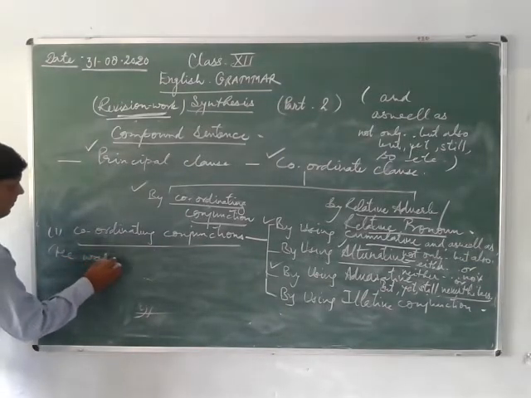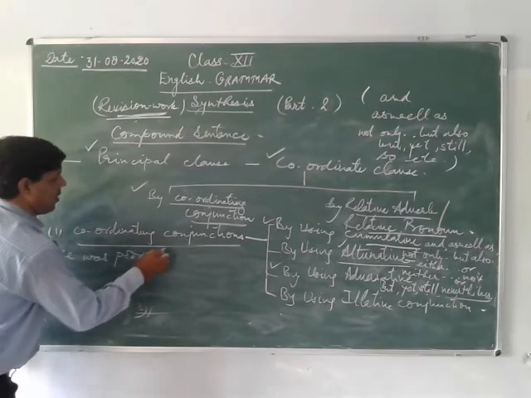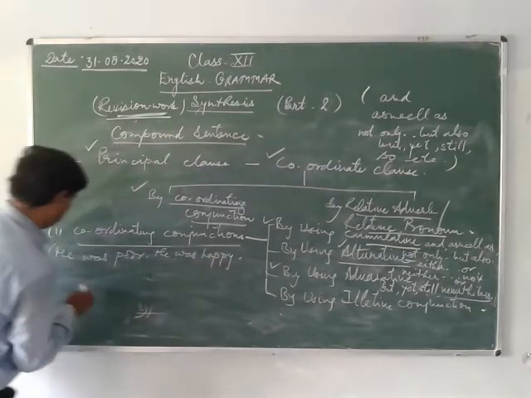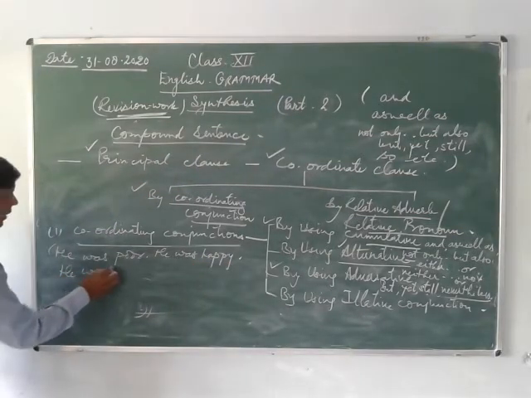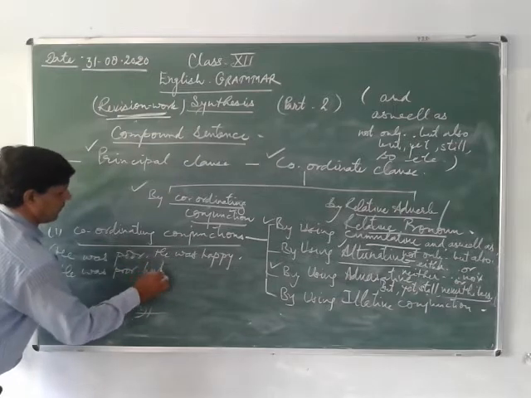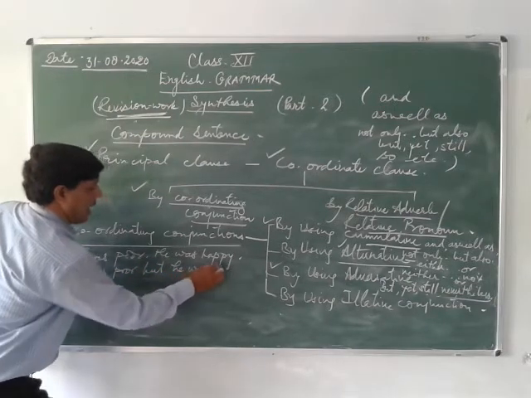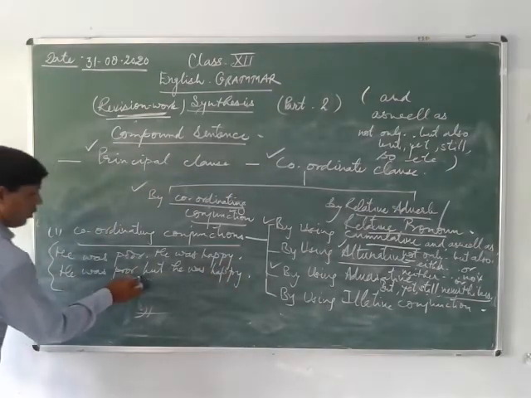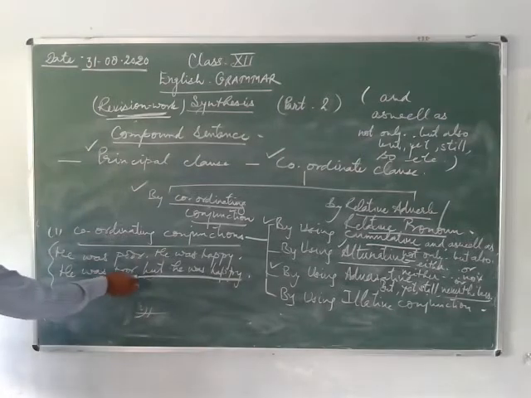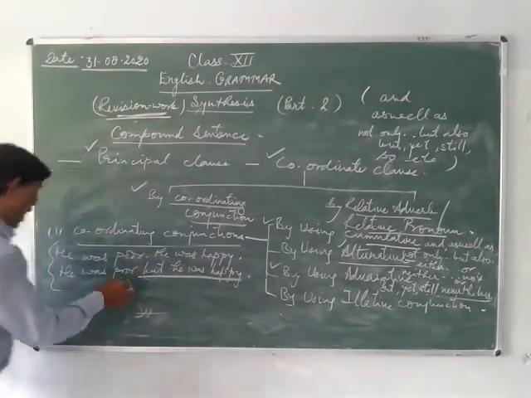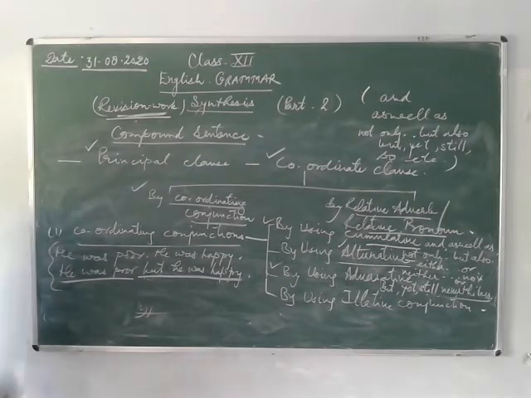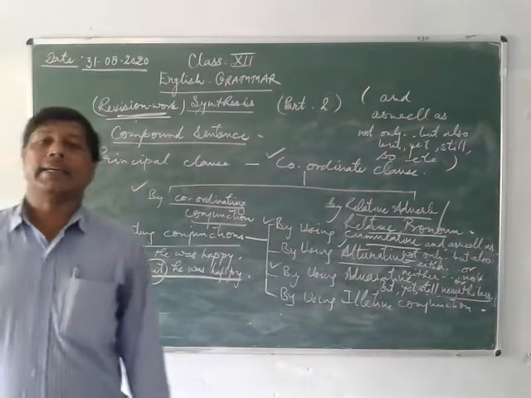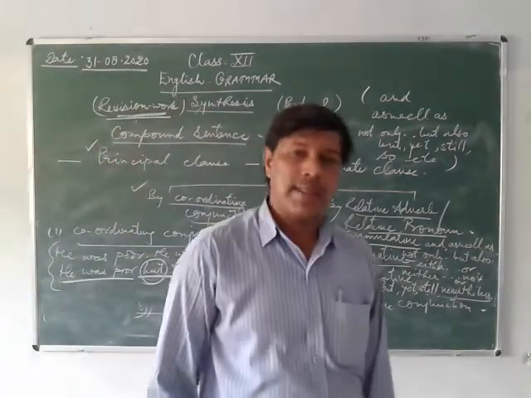He was poor, he was happy. So, he was poor, but he was happy. See in the same sentence, you will find here the coordinate clause. But he was happy is the coordinate clause, and he was poor is the principal clause. Understand? Here but is the adversative conjunction.